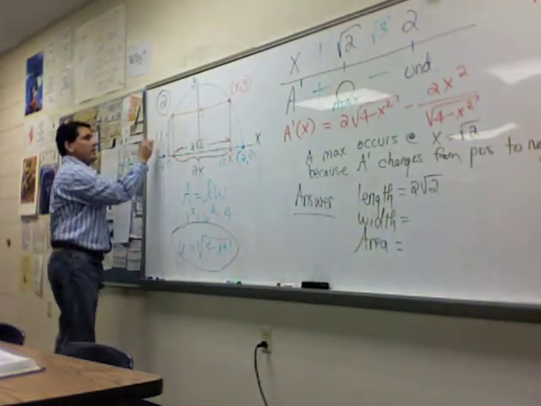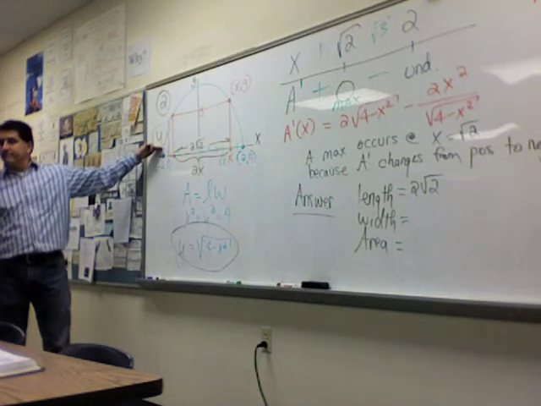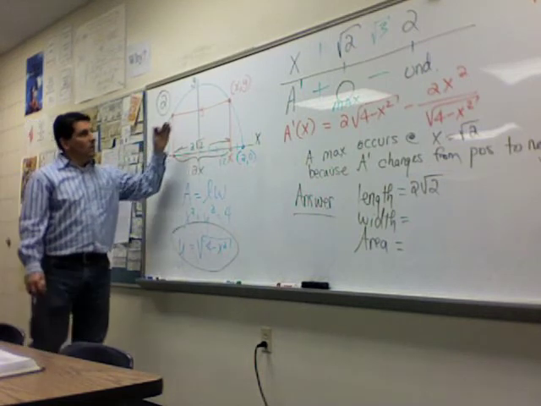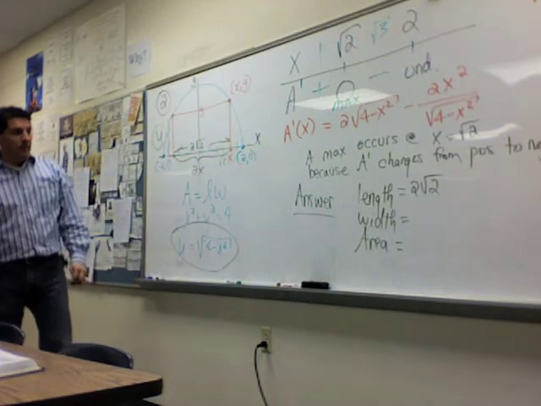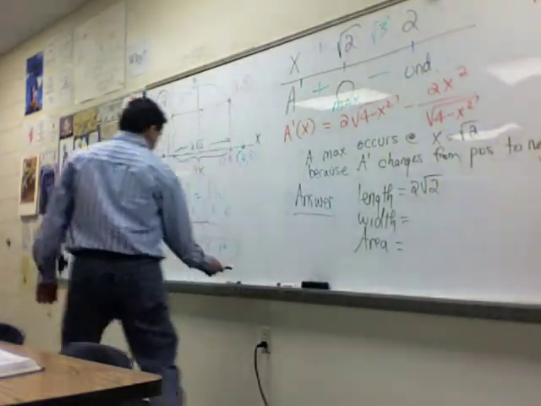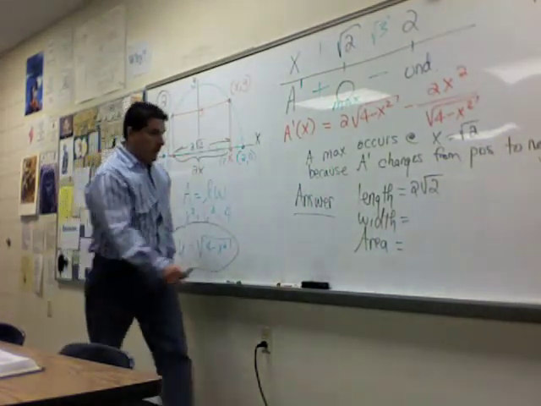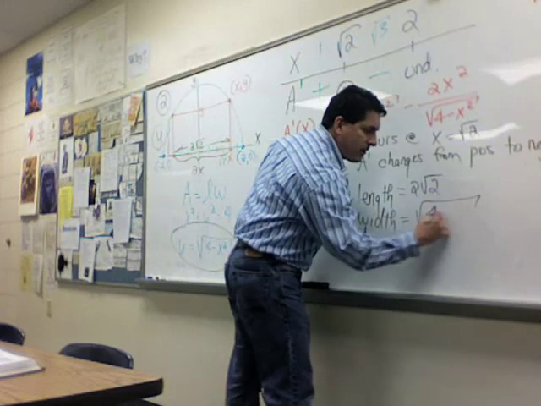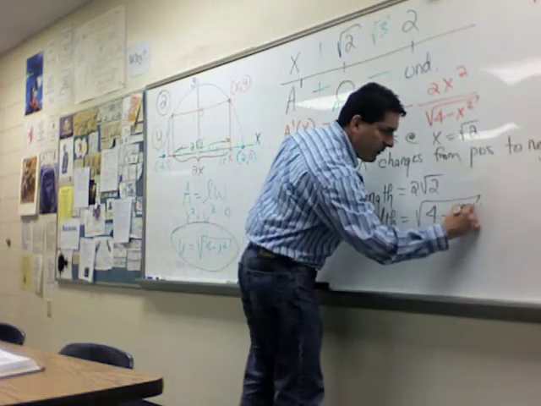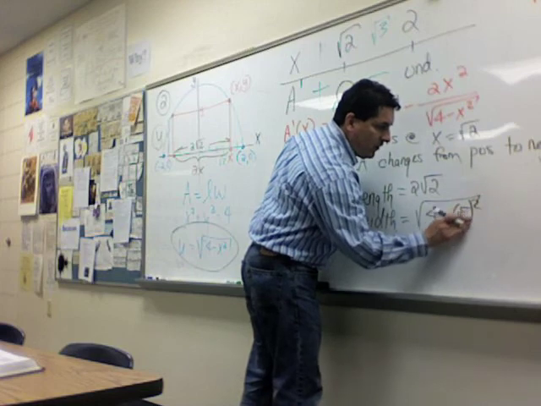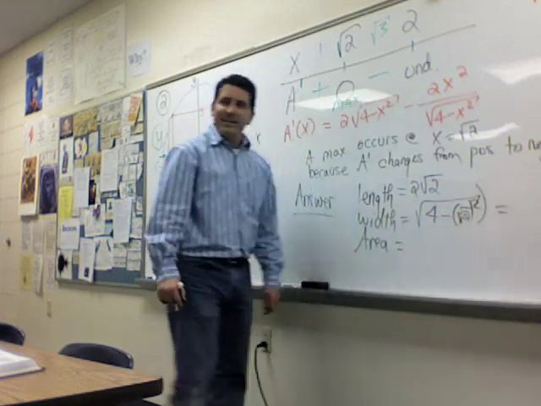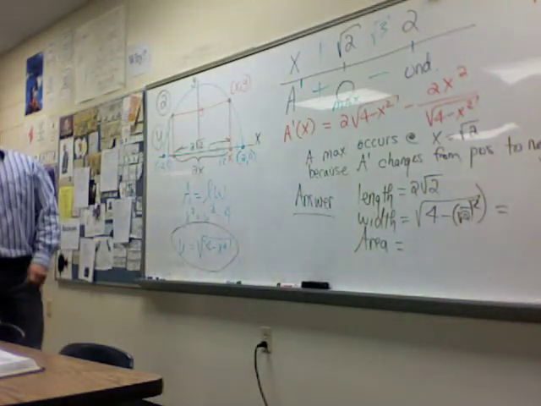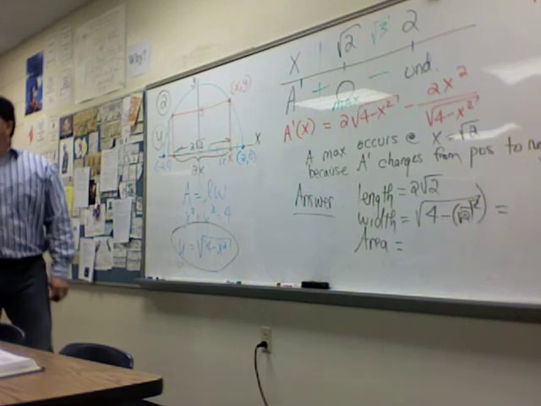Okay, what is the width? How tall is this thing? Yeah, let's see here. Doesn't it come from the y-coordinate? And so the y-coordinate is the square root of 4 minus the x-coordinate squared, which we said was the square root of 2. So, what's this? What's the square root of 4 minus the square root of 2 squared? Square root of 2.